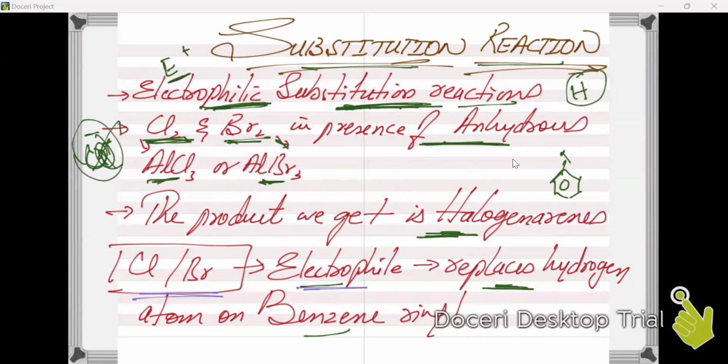But this has to happen in the presence of anhydrous aluminum trichloride or aluminum tribromide. I hope you know the meaning of anhydrous, that is, without water. The product we get is a halogenoarene, which means a benzene ring with a halogen attached to it. As I told you, they both react as an electrophile and replace a hydrogen atom on the benzene ring, which makes it an electrophilic substitution reaction.